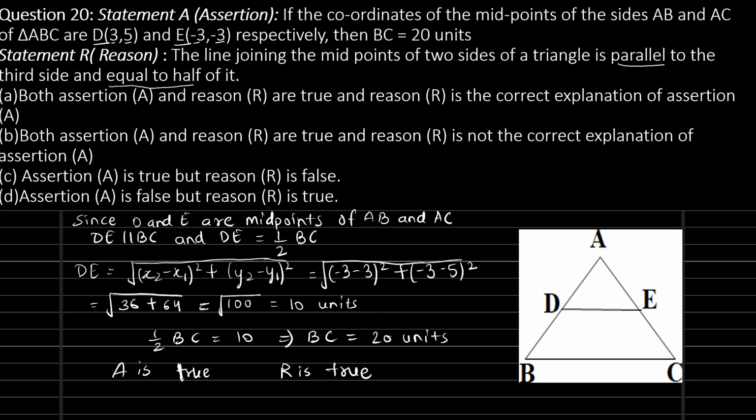So what did we observe? Both assertion and reason are true, and using the reason only we have tried to explain the assertion. So therefore we can say both assertion and reason are true and the reason is the correct explanation of assertion A. Option A is the correct answer for question number 20.